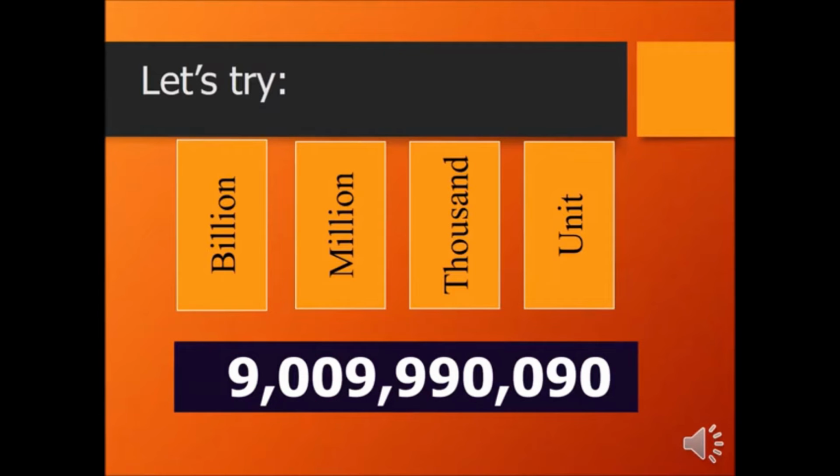Now let's try this. I want you to read the number. I have already given you the period's name of each group of numbers, and read it by yourself. Okay, that's correct. That is 9,990,090. Can you please repeat that? Very good.